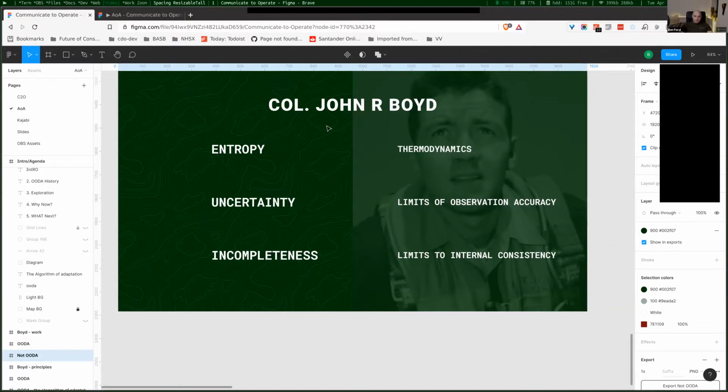Right. So Boyd's body of work basically comes down to three main principles: entropy, uncertainty, and incompleteness. So entropy is the second law of thermodynamics. It's the tendency of everything to move towards disorder. And I'm butchering the science completely for brevity here.